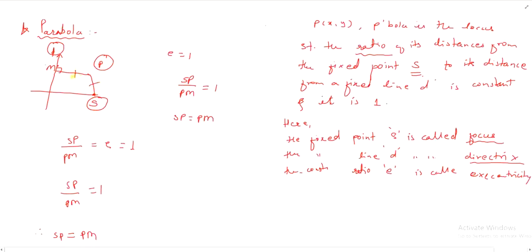That is, the distance of the point P from a fixed point S is equal to its distance from a fixed line or directrix D. That is, SP and PM are equal. If SP is 2, then PM is also 2, for example. So this is the particular characteristic of the parabola, that is SP is equal to PM.